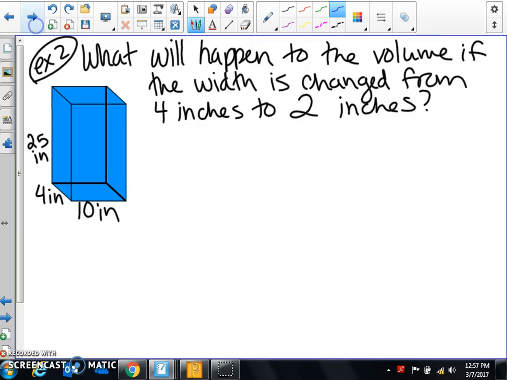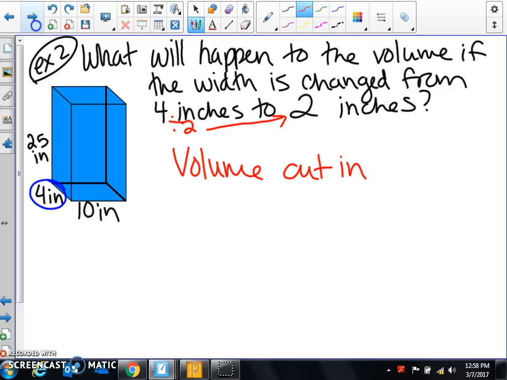All right, number 2. What would happen to the volume if the width is changed from 4 inches to 2 inches? So now we're changing that one. First of all, 4 divided by 2 is 2. Once again, if it happens to one side, it happens to the whole volume. So if the width is changed from 4 and it's divided by 2, then the whole volume will be cut in half. Right? Because I cut that side in half.